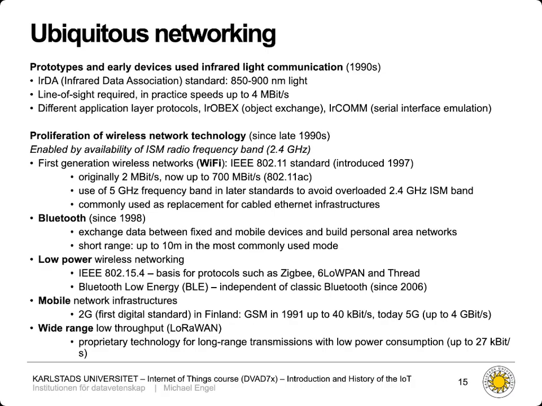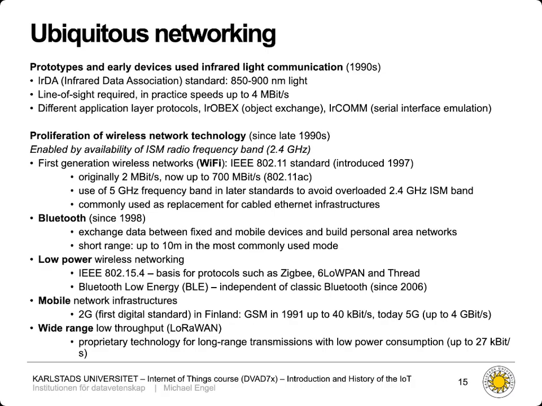Of course, now Wi-Fi networks achieve up to 700 megabits per second in the 802.11 AC standard. Because of the 2.4 gigahertz band being overcrowded, very many Wi-Fi manufacturers also use an additional frequency band around 5 gigahertz to avoid interferences and to increase bandwidth. And Wi-Fi nowadays, of course, you use it every day. It's commonly used as a replacement for cabled infrastructures.